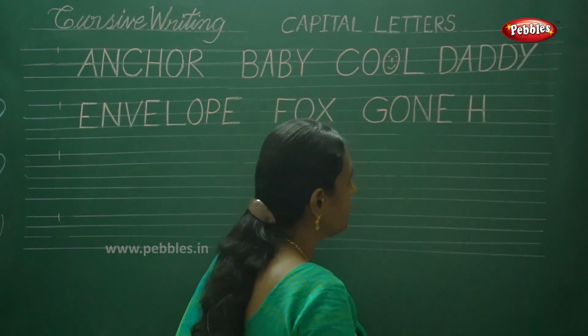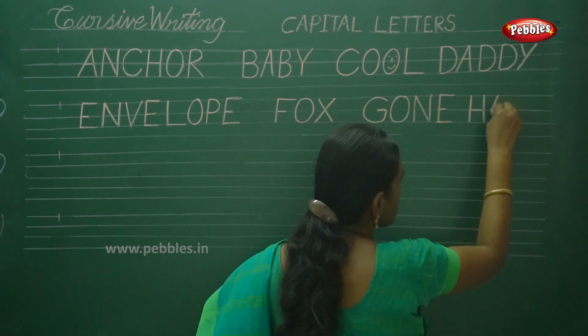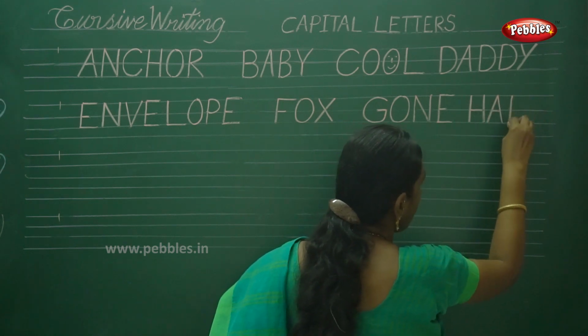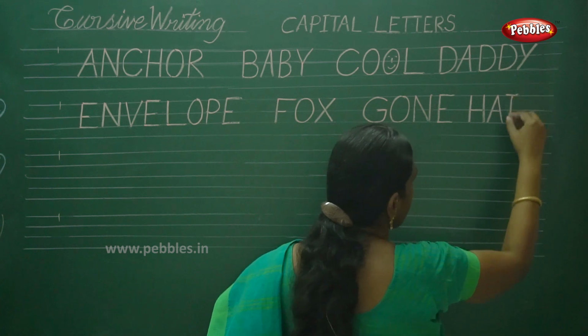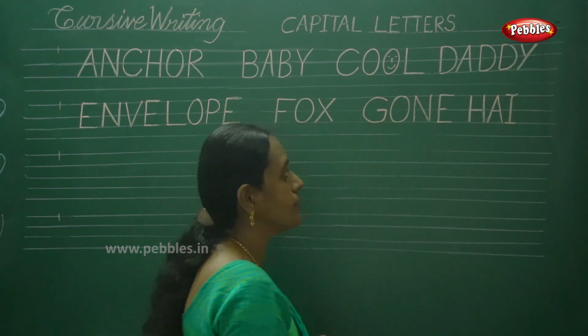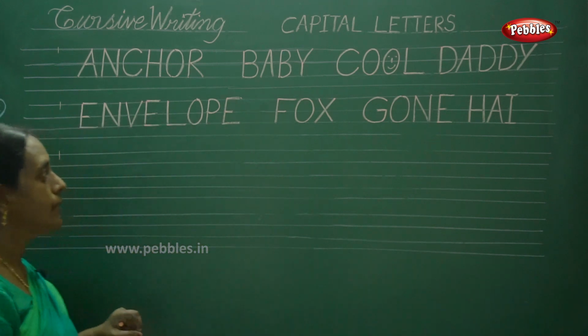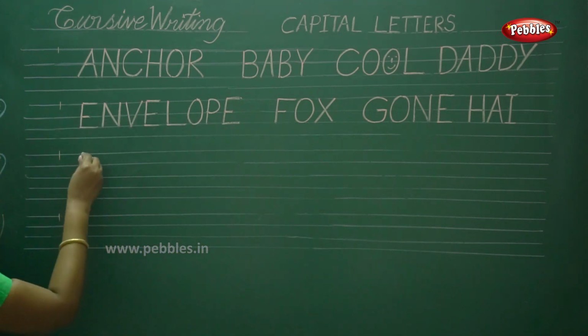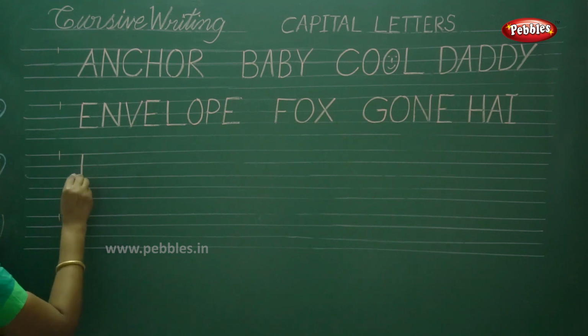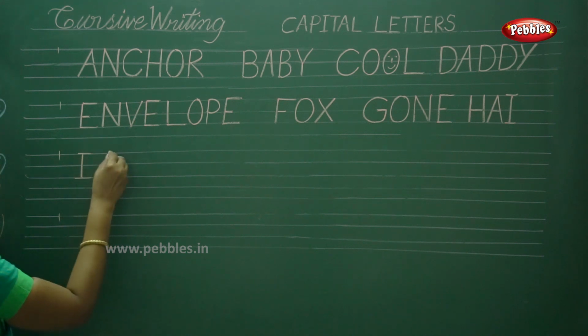Okay, then next one is H, with a middle sleeping line. H, high, H-I-G-H, with a top sleeping line and a lower sleeping line. Both these sleeping lines are the same in length. Okay, high. Then I, starting from the ascender line, straight to the sleeping line.